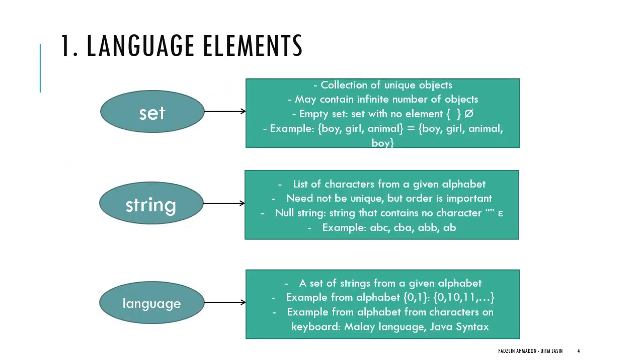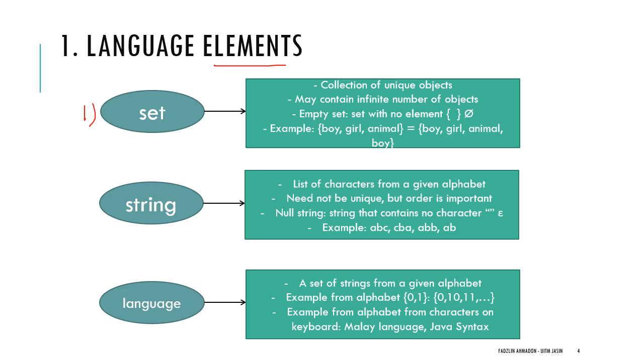To study formal language, we need to understand language elements. Some of these concepts may be familiar to you. These are some things that we have learned in mathematics subjects and even in discrete structure, but let's discuss them again. First, set. Set is a collection of unique objects. The number of objects inside a set can be infinite as long as they are unique.